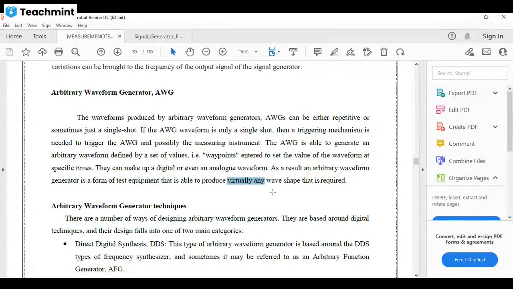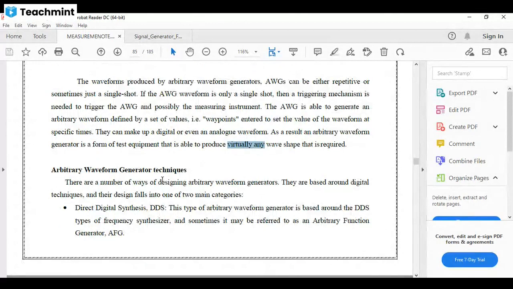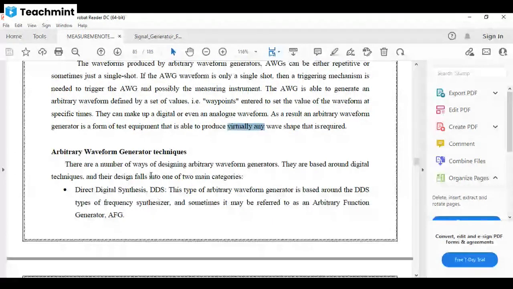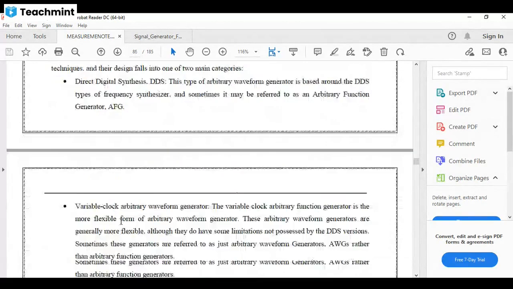It is produced virtually. As for the arbitrary waveform generator technique, there are a number of ways of designing the arbitrary waveform generator. They are based around digital techniques, and their design falls into one of two main categories. First of all, direct digital synthesis or DDS. This type of arbitrary waveform generator is based around the DDS or direct digital synthesis technique of frequency synthesis, and sometimes it may be referred to as an arbitrary generator.